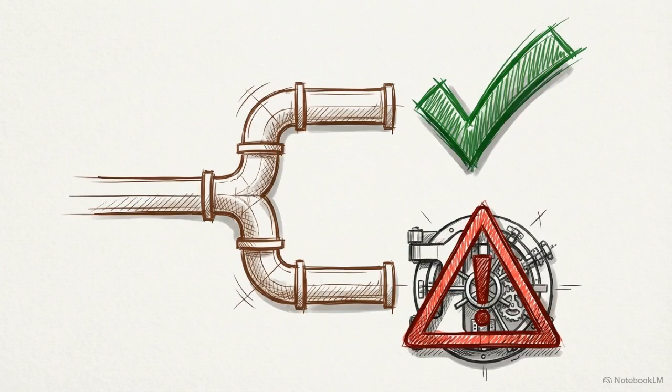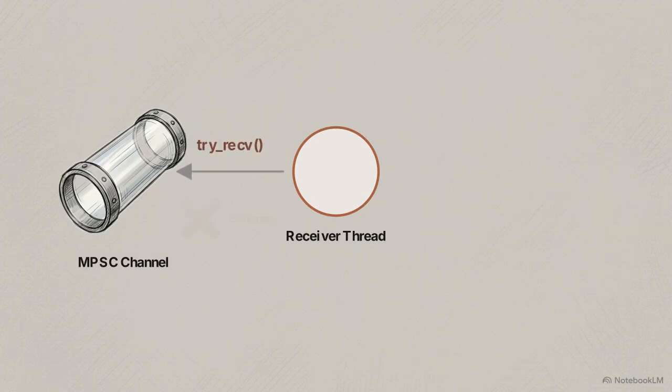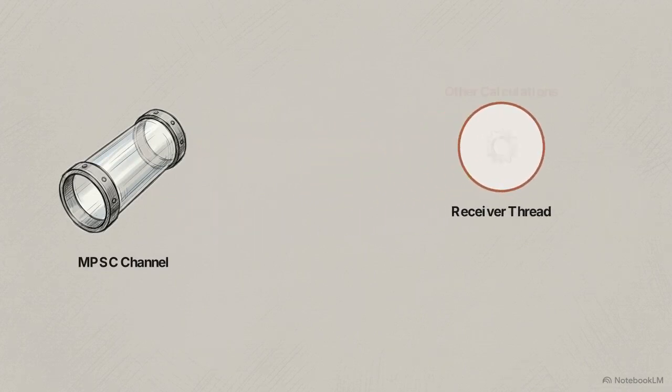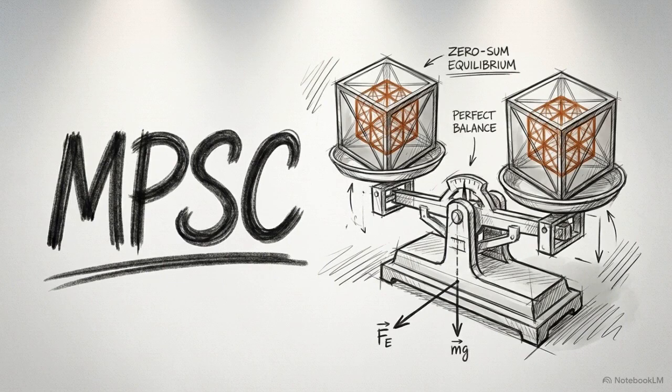Alternatively, you can use try_recv. Rather than blocking execution, this method returns a result type immediately, yielding the data if it's there, or an error if it isn't. This allows the receiving thread to perform other calculations instead of idling. mpsc channels bypass complex synchronization requirements entirely. They ensure safe concurrency by turning data transfer into a strict zero-sum exchange of ownership.